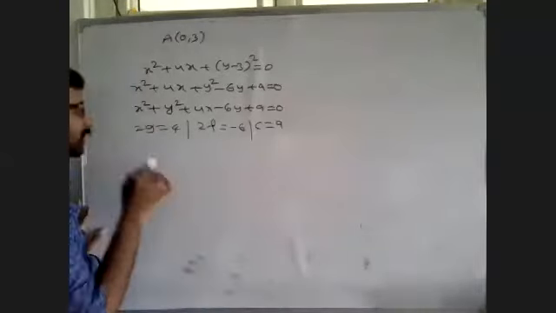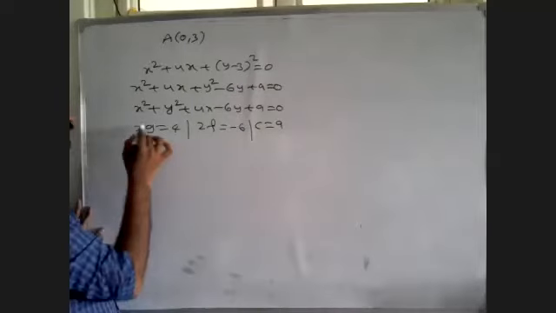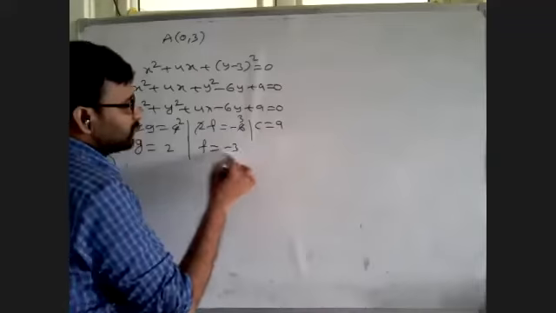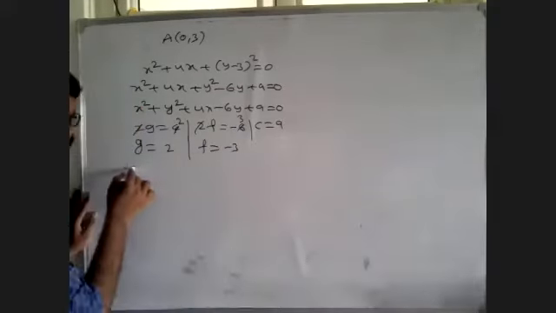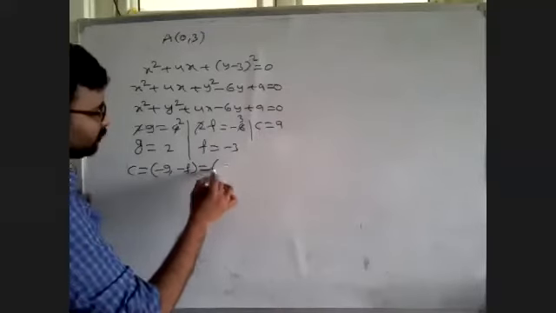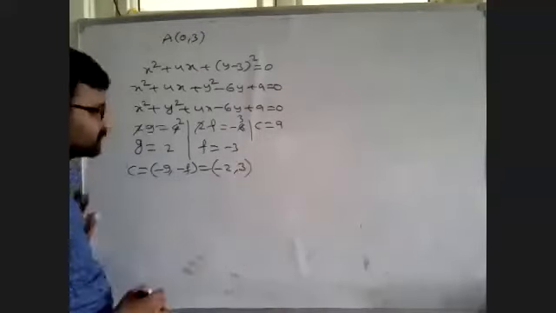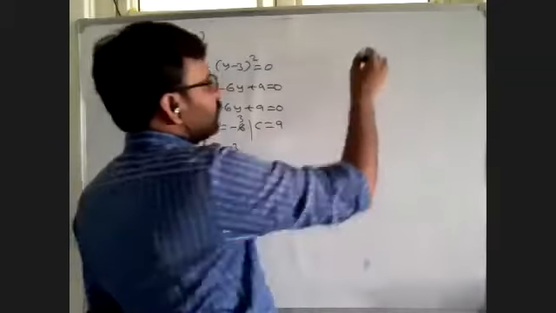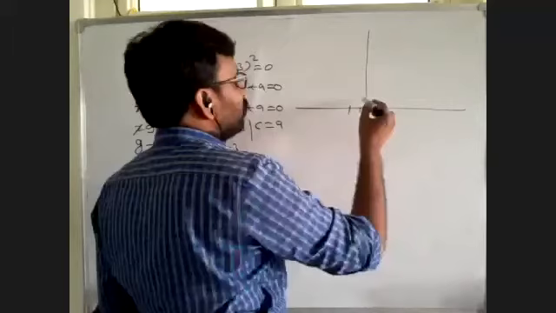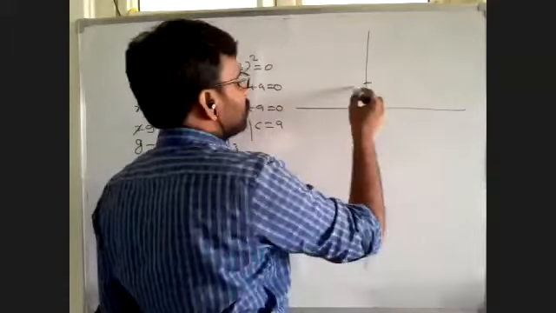Now g is equal to 4 by 2, which is 2, and f is equal to minus 6 by 2, which is minus 3. Now you have g and f. What is the center? The center is minus g comma minus f, which is minus 2 comma 3. Where will you get minus 2 comma 3? This is the center. Minus 2 comma 3 is the center.